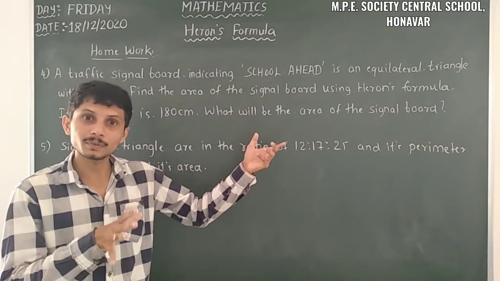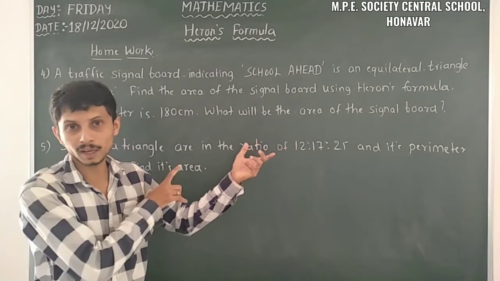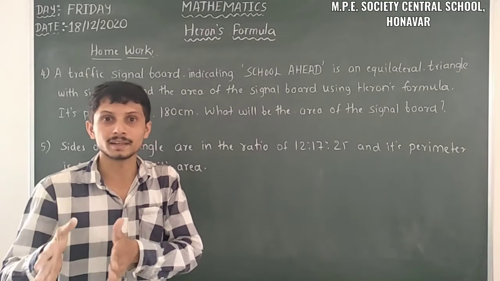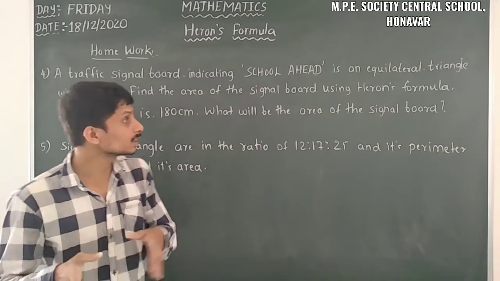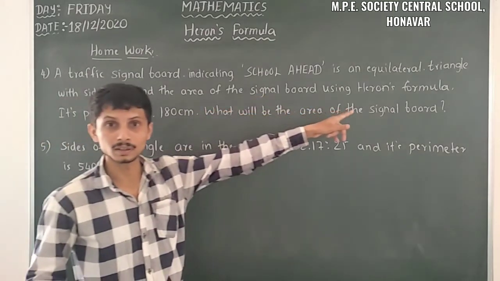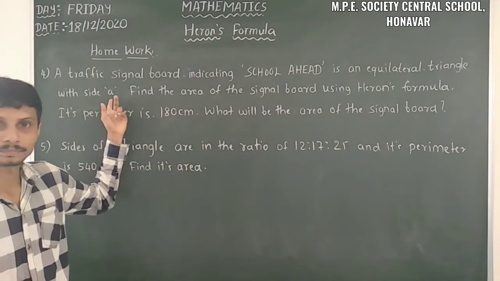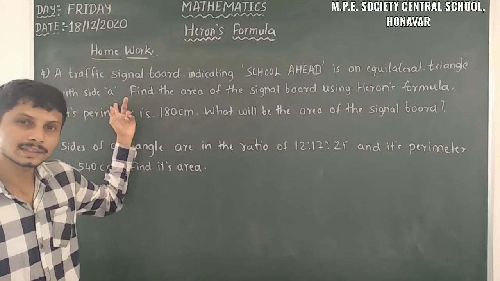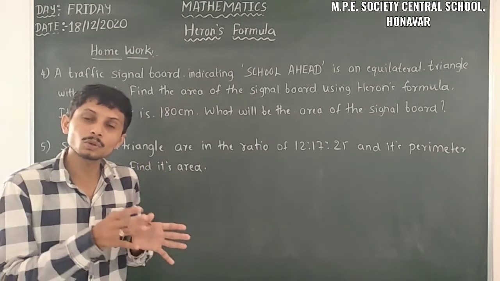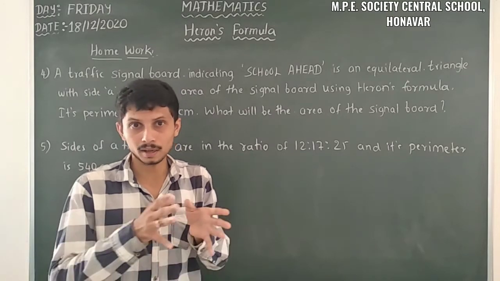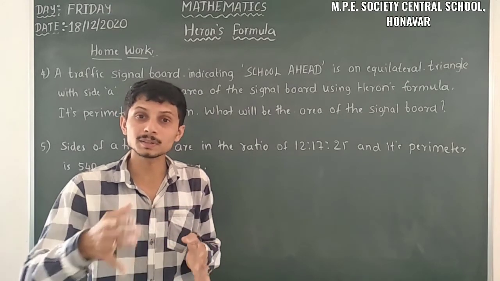So here we require a perimeter. Here we have the perimeter, so it's required that at least one of the sides is known, because it's an equilateral triangle. Already it is given that it's an equilateral triangle, and the side is a. That means a is equal to b is equal to c is equal to a. That means when we take the perimeter, that is a plus b plus c.